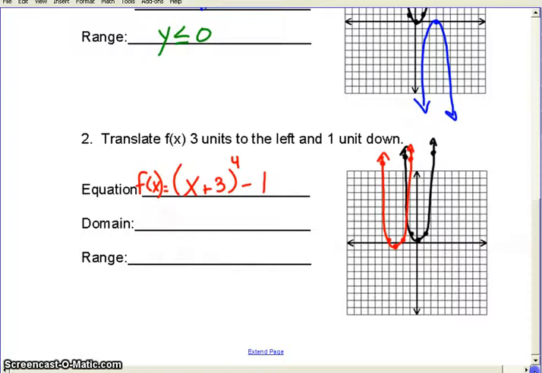So again, the domain is going to be all real numbers, but the range now is bound by -1, so it's going to be greater than or equal to -1.